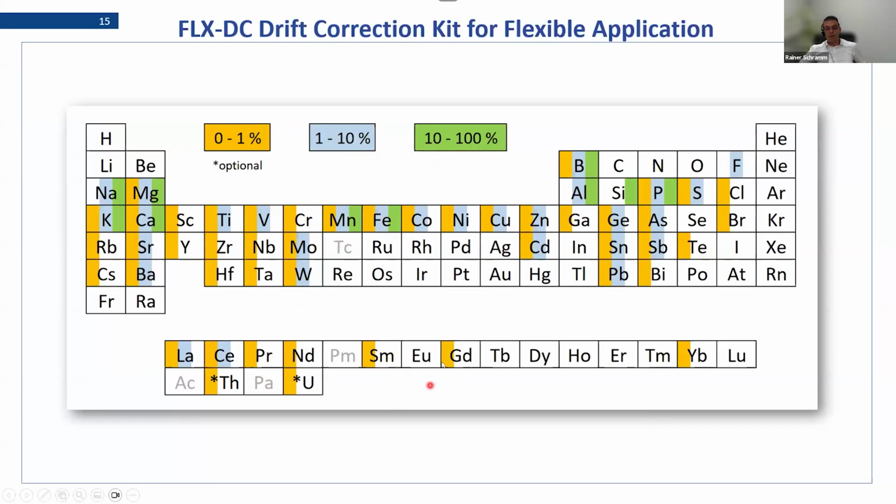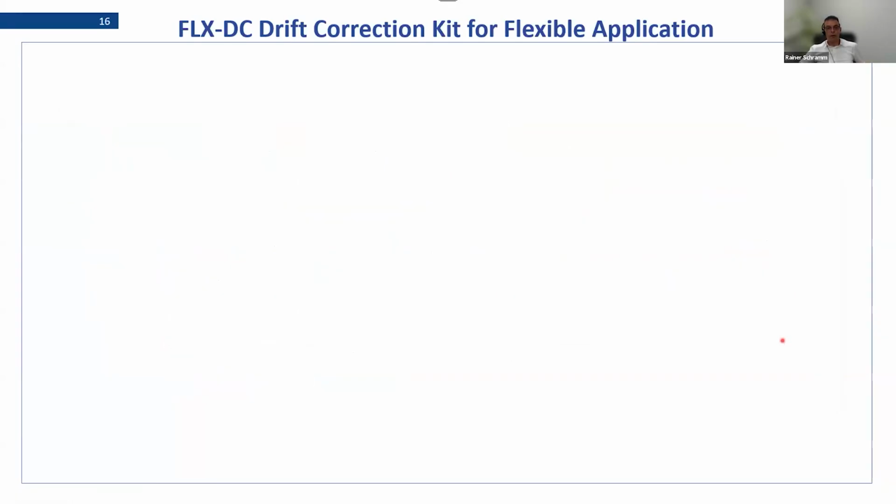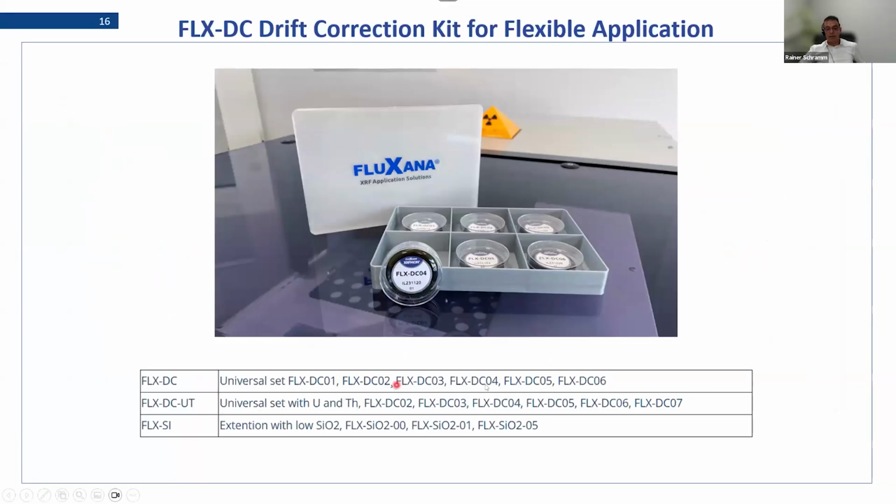If there's an element missing, like here some rare earths, you could just go to the neighbor element to correct for this. So this is then the way to compensate any gaps in the system. And so we have designed 6 samples. We call them drift correction, DC samples. And there's one special case that the DC1 you can get with and without uranium and thorium. Then it's called DC7. So with the 6, then you could just have a selection of all the elements, even also uranium and thorium. These are silicate glasses.